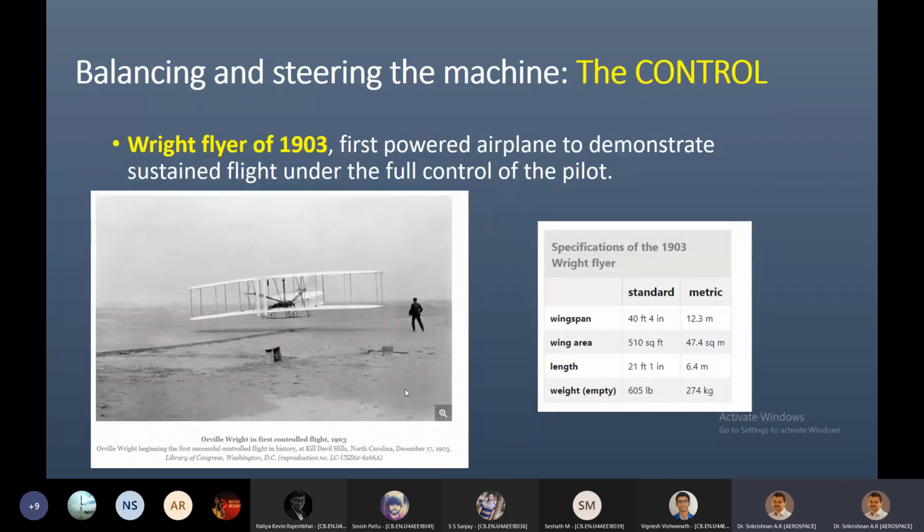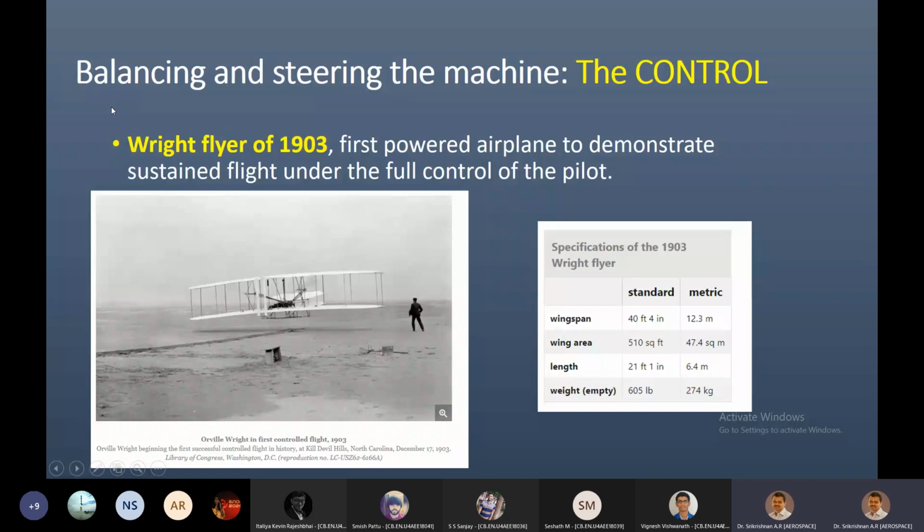The details are there: the wingspan is such and such, the wing area, length, etc. You can just go through them; I just took them from online sources. Anyway, as we know, that's the first demonstrated successful attempt of heavier-than-air flight with a powered aircraft.